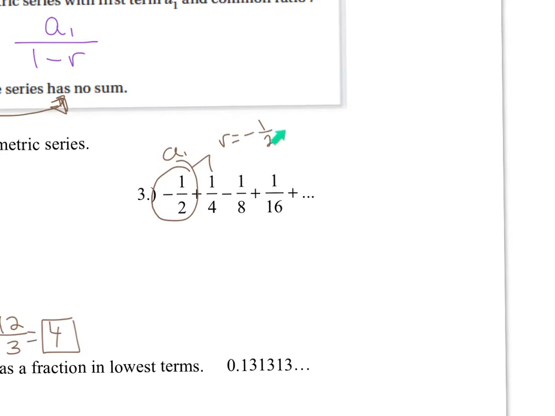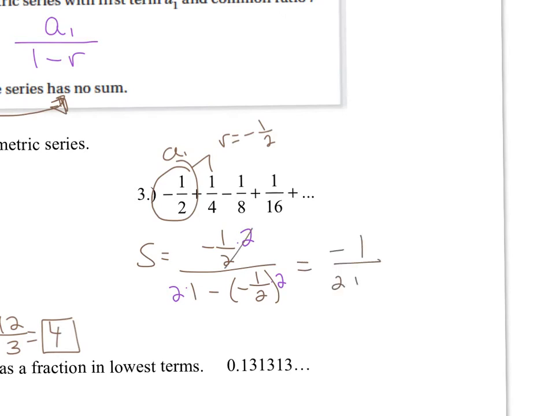And the absolute value of negative 1/2 is less than 1, so our sum actually exists in this one. So I'm going to use the formula. Negative 1/2 is the first term that's in the numerator, and then 1 minus the ratio, which is negative 1/2. To clear the complex fraction, our common denominator is 2, so I'm going to multiply each of these terms by 2. That gives you negative 1 in the numerator, and 2 plus 1 in the denominator, so we get a sum of negative 1/3.